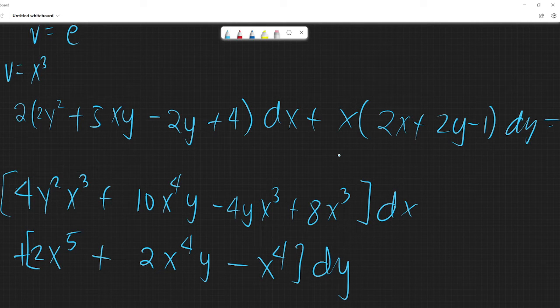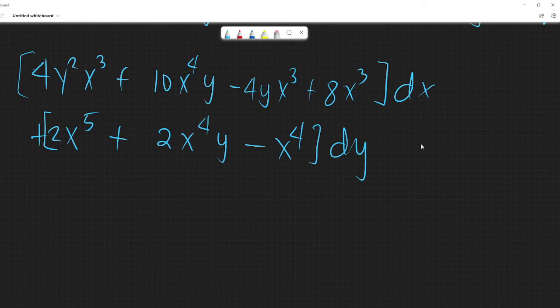After getting the integrating factor, the equation should be an exact equation. So we can integrate either of the functions, whether M or N. The condition here is to pick the function that has more terms.